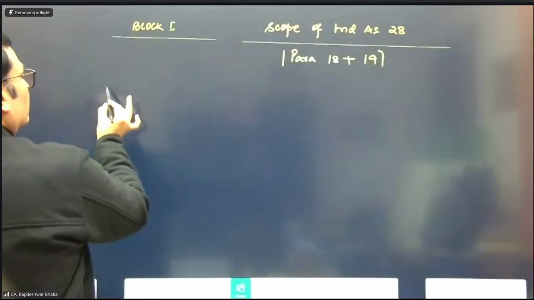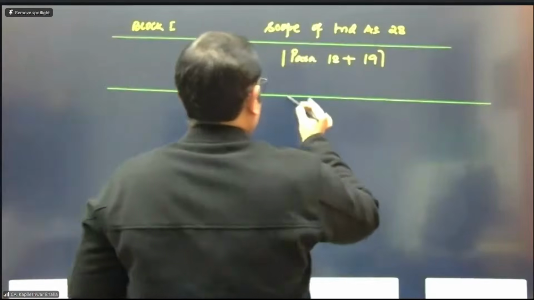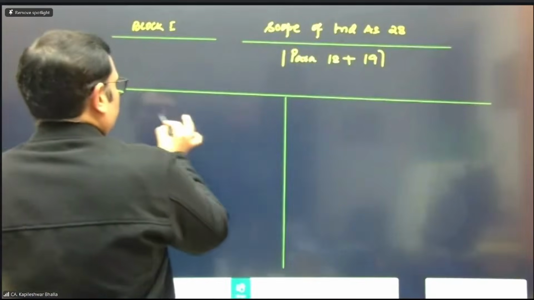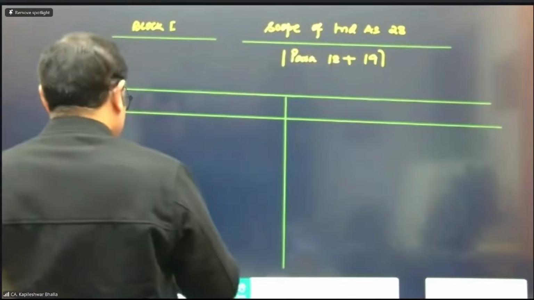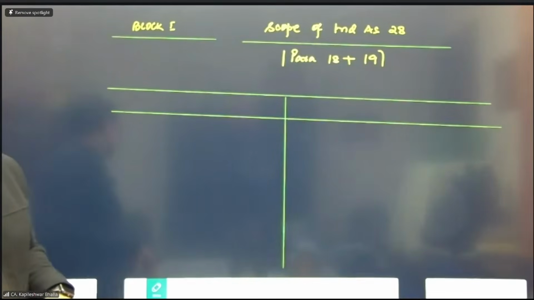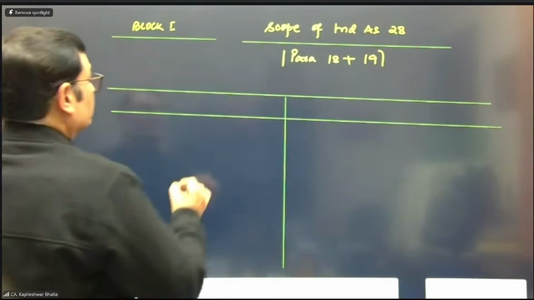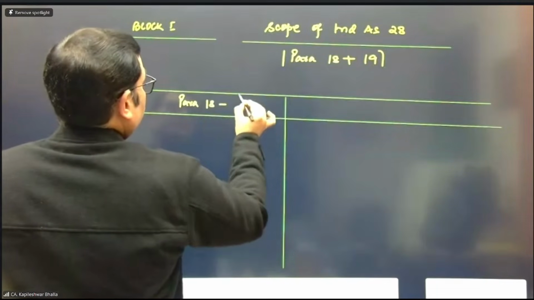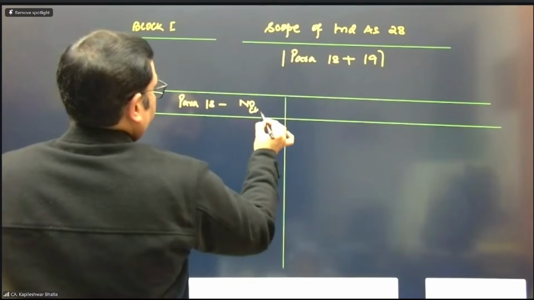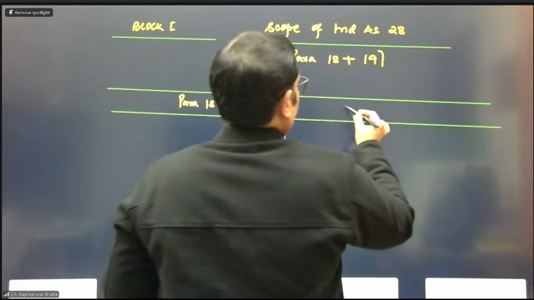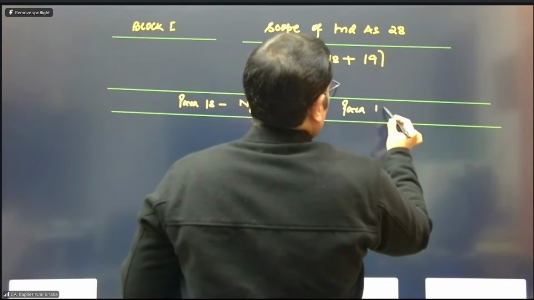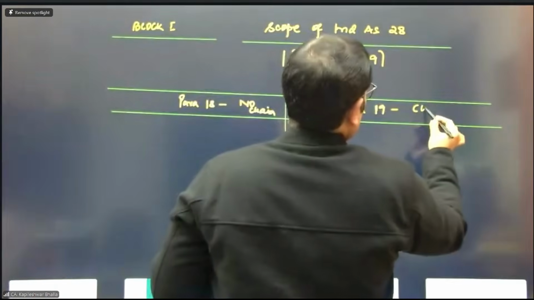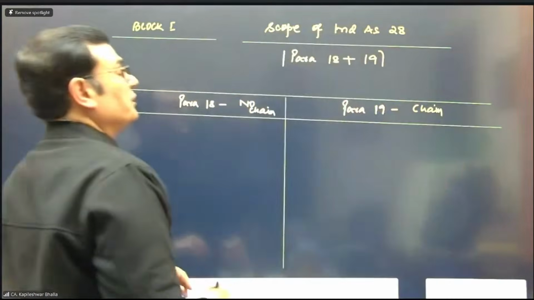So let's make a summary chart indicating the inputs in terms of para 18 and in terms of para 19. Now, in terms of para 18, I would say per se there is no chain. And in terms of para 19, I would say per se there is a chain. There is going to be a chain.